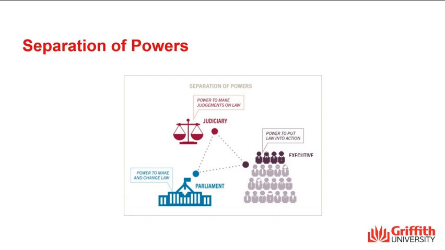Separating power prevents one person or group of people from accumulating or using too much power. The separation of power also provides a series of checks and balances so that if one branch of government overreaches its power or infringes on the rights of citizens, the other branch can intervene.